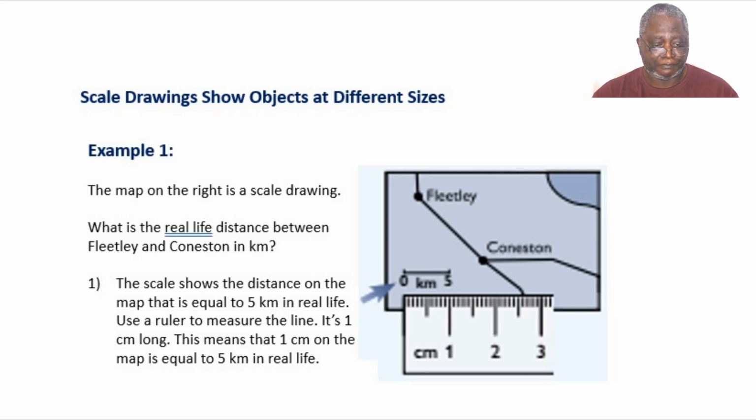on different sizes. The map on the right is a scale drawing. What is the real life distance between Fleetley and Coniston in kilometers? The scale shows the distance on the map that is equal to 5 kilometers in real life. Use a ruler to measure the line. It's 1 centimeter long. This means that 1 centimeter on the map is equal to 5 kilometers in real life. Please study the diagram and you'll see what I'm talking about.